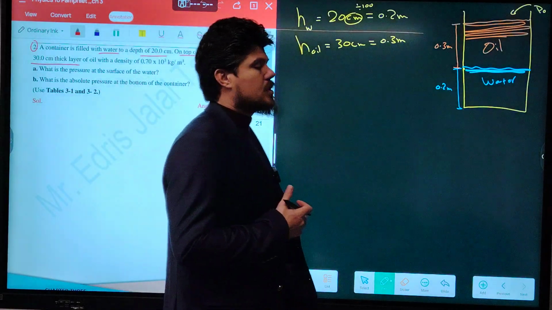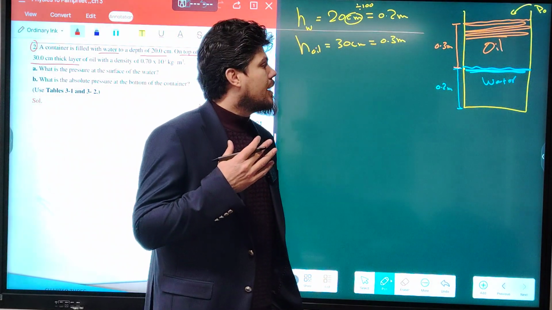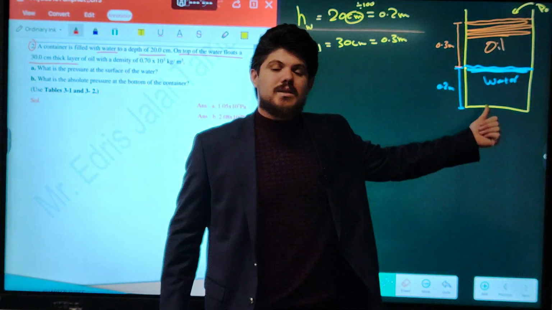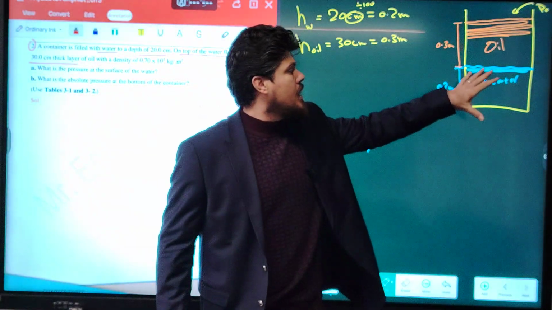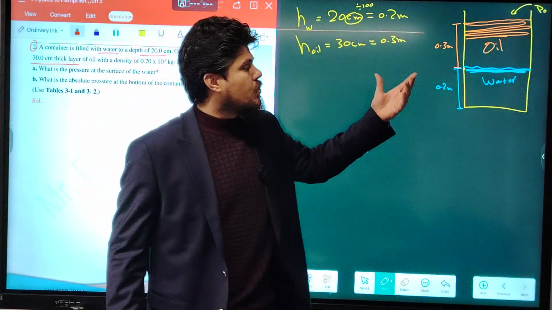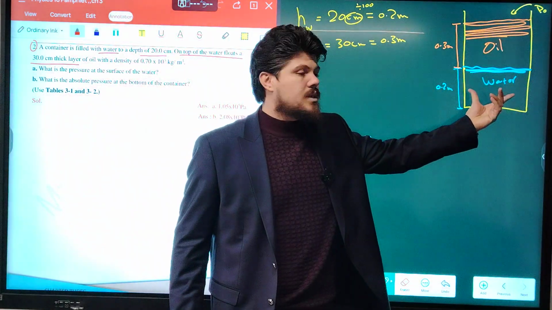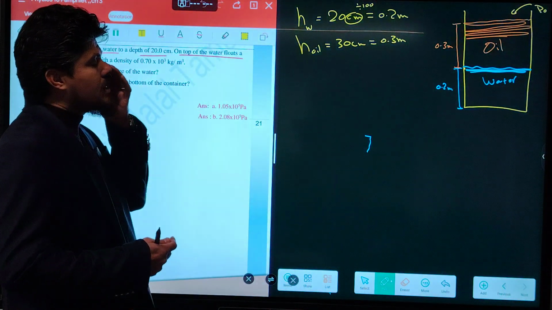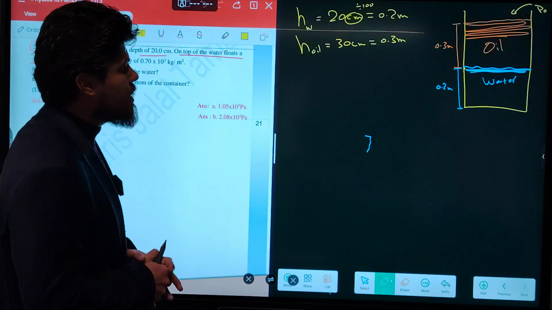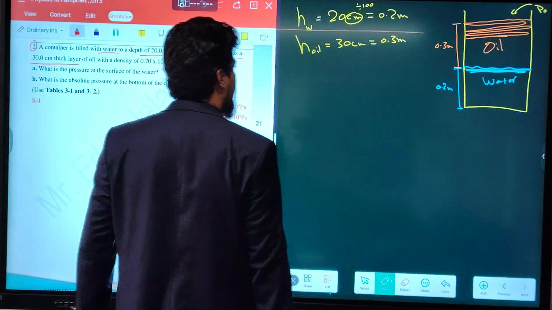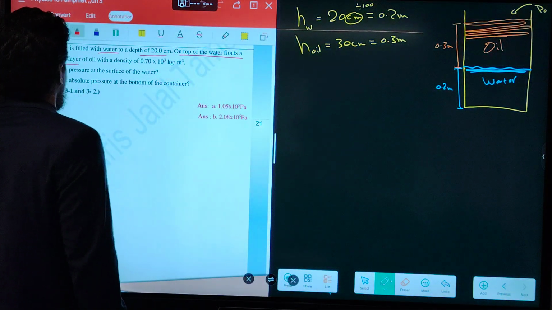Why does the oil float at the top of the water? Because which one has more density? Which one is denser? Absolutely, the water is denser than the oil. Why? Because the oil is floating at the top of the water. So which one sinks? Water. So these two fluids can never mix with each other because they differ in density. They have different densities.